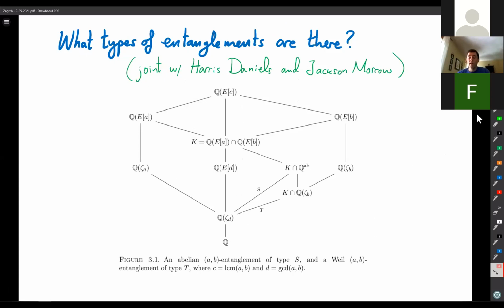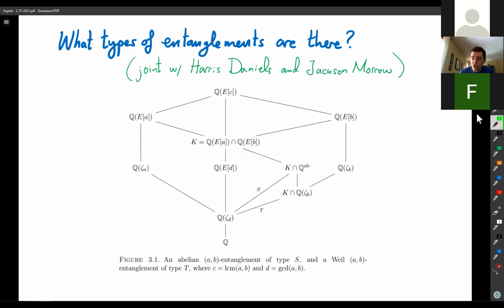That's Harris and Jackson. So Daniels and Morrow have already started this. There's been work by them on their own, and then I'm joining them in an upcoming paper. There's, by the way, a lot of work on this also by Nathan Jones and some of his collaborators on these type of questions. So what we're trying to do in this paper is classify what kind of abelian entanglements can happen. So what we're interested in is the following case.